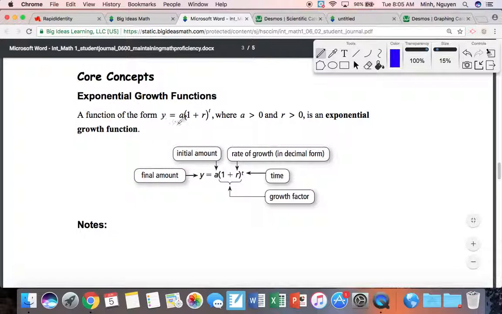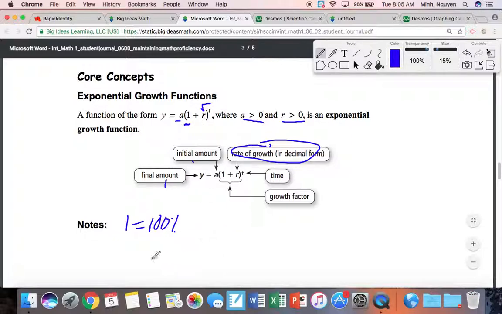Exponential growth is a function in the form y equals a times (1 plus r) to the t. A has to be greater than 0, it has to be positive, and r also has to be greater than 0, it has to be positive, because if it was not positive, then you would be multiplying by less than 1. Final amount equals initial amount times the rate of growth in decimal form. This is important: 1 represents 100%. This is just 100% in decimal form, and if it's growing, that means it's going up, right? It has to be more than 100%.